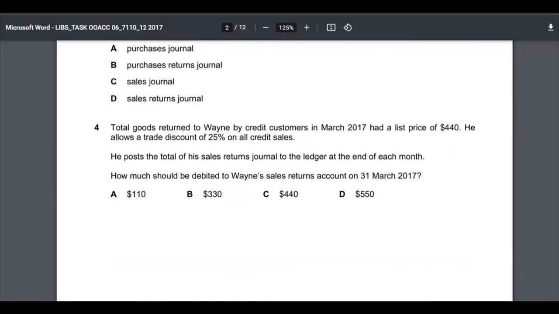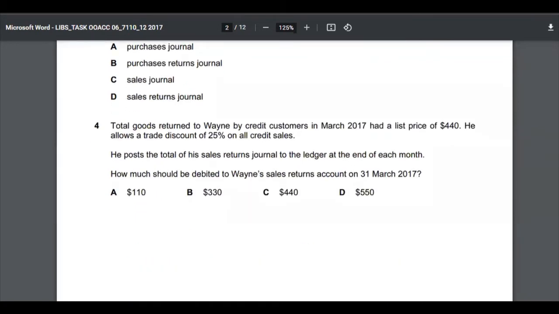Let's look at multiple choice 4. Total goods returned to Wayne by credit customers in March 2017 had a list price of $440. He allows a trade discount of 25% on all credit sales. He posts the total of his sales return general to the ledger at the end of each month. How much would be debited to Wayne's sales return account on 31st March 2017?